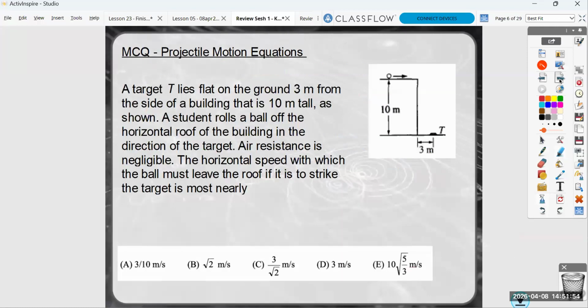I picked a few projectile motion questions, which I believe are also on the packet, but of course you don't have the packet in front of you. So we're just going to talk through them and think about them together.